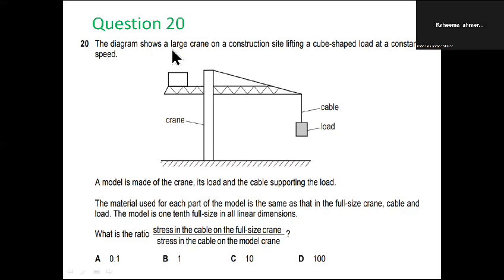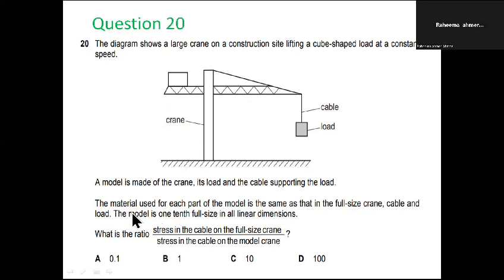The diagram shows a large crane on a construction site lifting a cube-shaped load at a constant speed. A model is made of the crane, its load, and the cable supporting the load. The material used for each part of the model is the same as the full-size crane, cable, and load. The model is 1/10 full size in all linear dimensions. What is the ratio of stress in the cable in the full-size crane to stress in the cable in the model crane? Okay, so let me make one thing very clear: this line is very important.